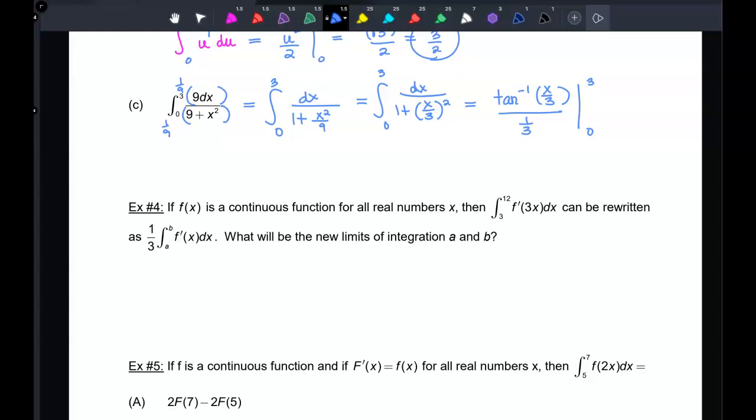Well, if I divide by 1/3, that's the same as multiply by 3. So we get 3 tangent inverse. Okay, we're going to plug in 3, so that's just going to be 3 over 3, gives us 1, minus tangent inverse of 0. Where is tangent equal to 1? Pi over 4. So it's 3 pi over 4 for the first part. Where's tangent equal to 0? 0. So it's just 3 pi over 4.